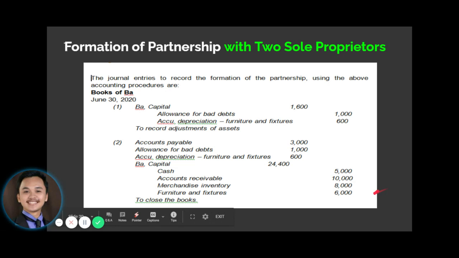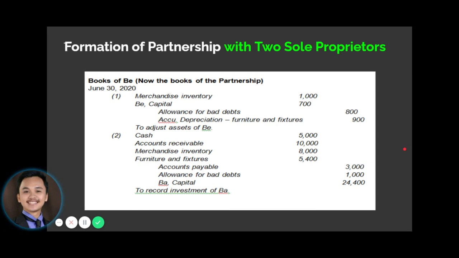Okay, recap lang before we move on with the recognition of journal entries in the new books of the partnership. Ang buhaton una, adjust based on the agreed provisions. And then second, close the accounts of books since kay Be man ang ato ang gamiton, dili man kay Ba. So those are the procedures. Okay, this time we have books of Be. New books of Be. Now books of the partnership.